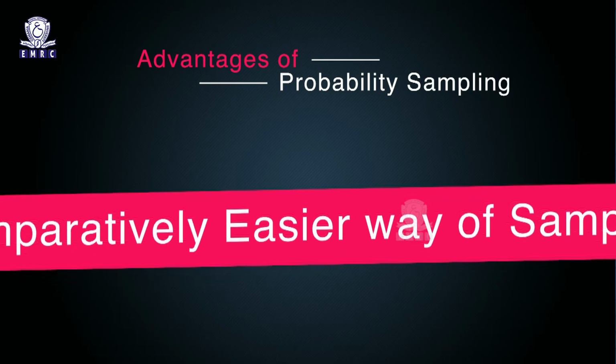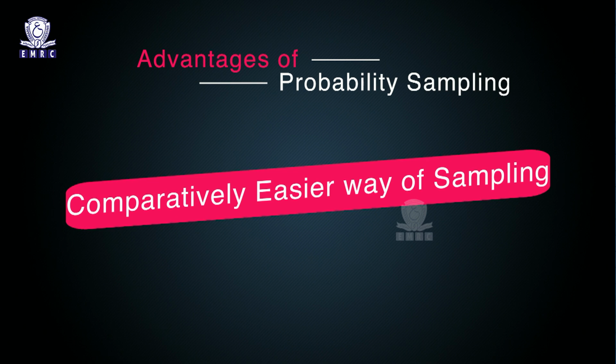The third one is a comparatively easier way of sampling. Probability sampling does not involve any complex and long process. Thus, this is an easier way of sampling.